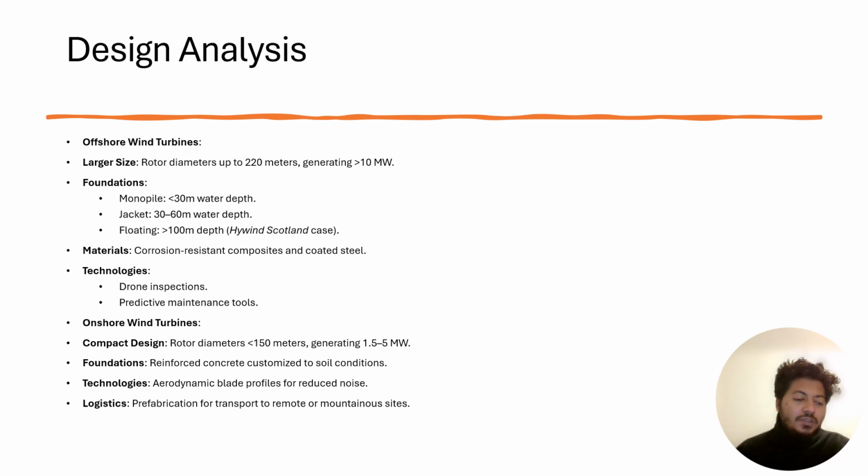Offshore turbines are much larger, with rotor diameters up to 220 meters. It can produce over 10 megawatts. On the other hand, onshore turbines are compact with capacities of 1.5 to 5 megawatts and rotor diameter under 150 meters, optimized for the cost and logistical feasibility.